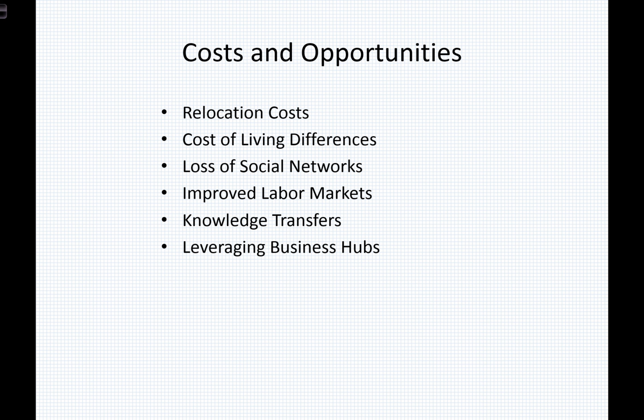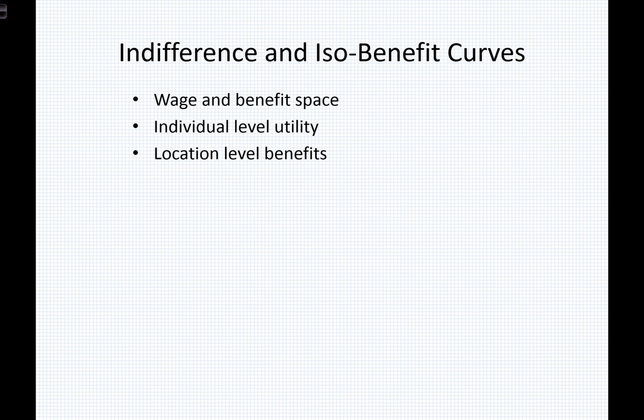So let's think about this issue for a moment of indifference curves and ISO benefit curves. We're going to consider this in wage and benefit space. So if we think about wage and benefit space as we've looked at it before, we have wages on the y-axis, maybe some benefits on the x-axis. And in this case, this is not going to be benefits of a firm or ISO profits. This is going to have to do with the location that we've gone to. So this is all about relocation to another area.